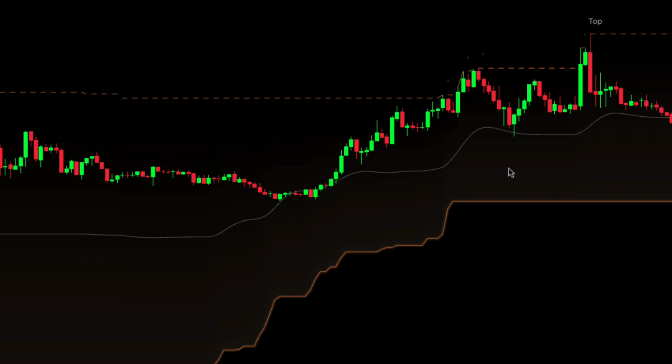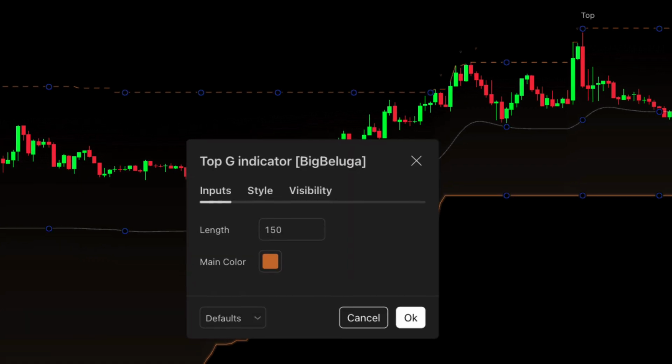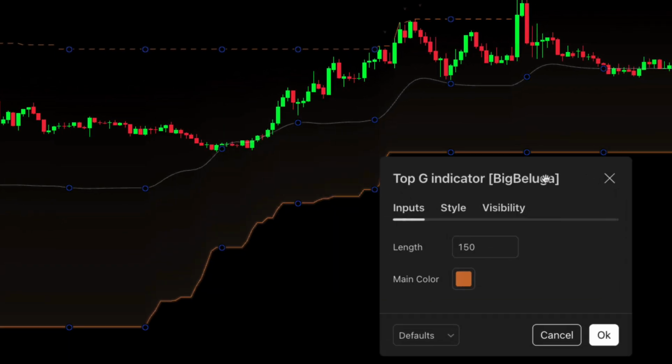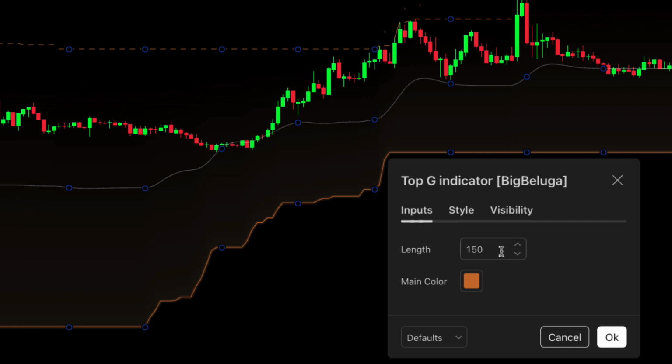Now, how can we use this indicator to trade? Well, I'm going to tell you. But before we do that, let's take a look at the settings and see how customizable it can be. On the Inputs tab, we have the length with the default value of 150.